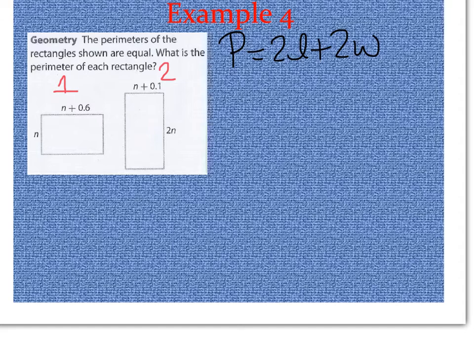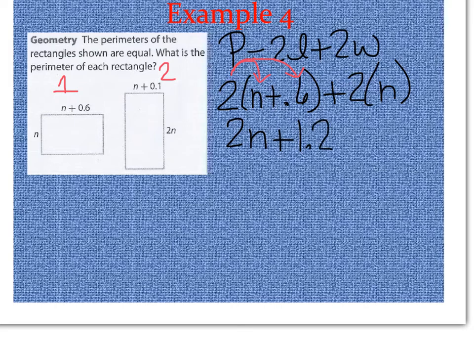This one's going to be rectangle 1, and this one's going to be rectangle 2. So for rectangle 1, let's plug our dimensions into our formula. So 2 times the length, so that would be 2 times n plus 6/10, plus 2 times the width, which is n. Now when we have a number right outside of parentheses, that means that we are multiplying, but we have two terms inside, so therefore we have to do distributive property. So here we are going to say 2 times n, which is 2n. Now we say 2 times 6/10, and that's going to give us 1 2/10. Now we say 2 times n, which is 2n. When we look here, we have like terms, so we have to combine our like terms. 2n plus 2n will give us 4n. So we have 4n plus 1 2/10.